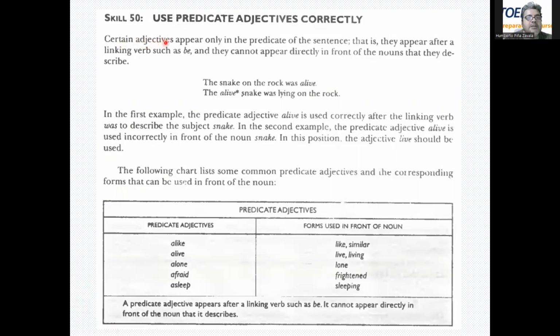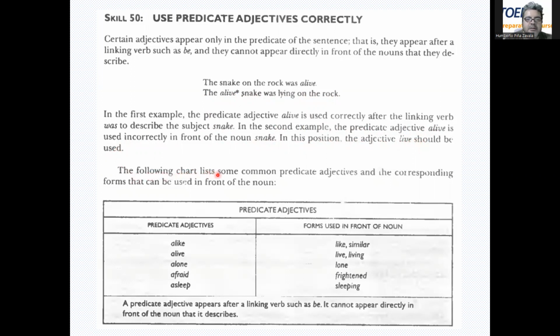Certain adjectives appear only in the predicate of the sentence. That is, they appear after a linking verb such as be, and they cannot appear directly in front of the nouns that they describe. For example, the snake on the rock was alive. In this example, the predicate adjective alive is used correctly after the linking verb was to describe the snake. The alive snake was lying on the rock. In the second example, the predicate adjective alive is used incorrectly in front of the noun snake. In this position, the adjective live should be used.